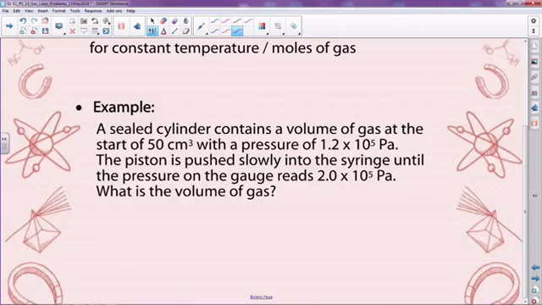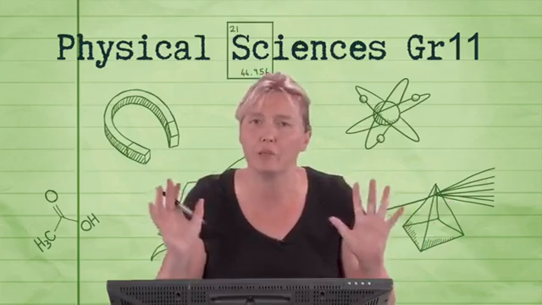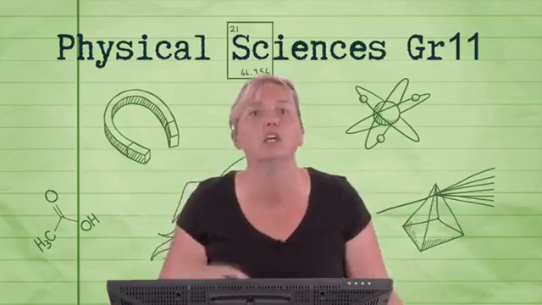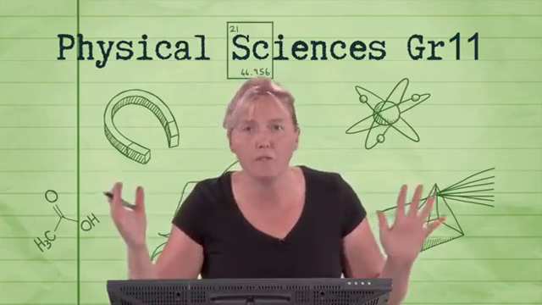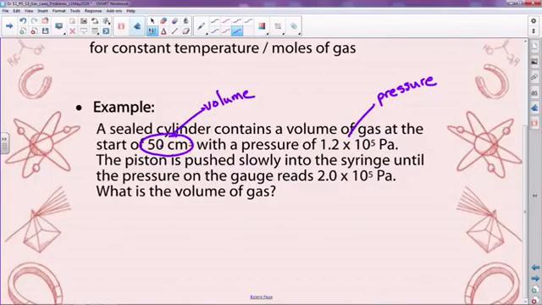Okay. A sealed cylinder contains a volume of gas at the start of 50 cubic centimeters, so that's our volume, and a pressure of 1,2 times 10 to the 5 pascals. Okay, now, the one thing you need to remember about Boyle's law is you can use any units. It does not have to be SI units, but the units on either side of the equation must be the same. So if you've got centimeters cubed on the left, you must have centimeters cubed on the right. If they're different, you're going to need to do a conversion. Okay, so our first one, we've got 50 and we've got 1.2 times 10 to the 5.